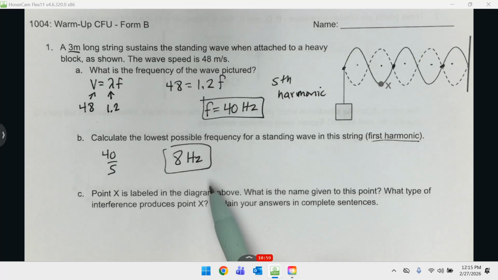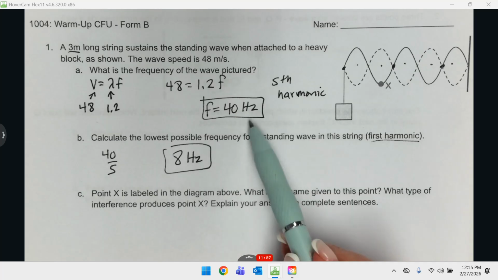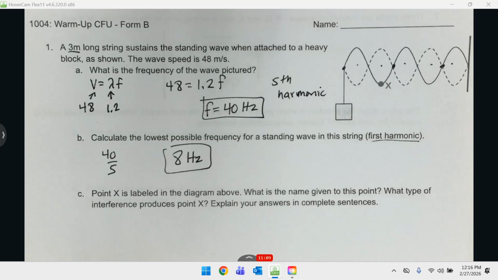That means the second harmonic would be 16, the third harmonic would be 24, the fourth harmonic would be 32, and so on and so forth. Fifth harmonic, of course, 40. But they're all multiples of the fundamental frequency, which in this case is 8 hertz.